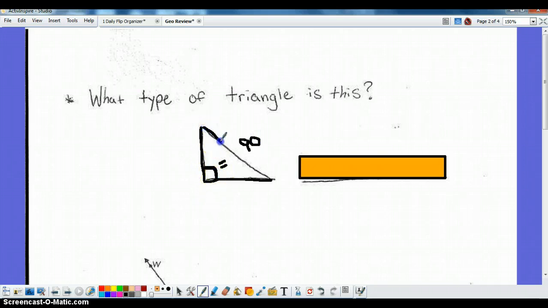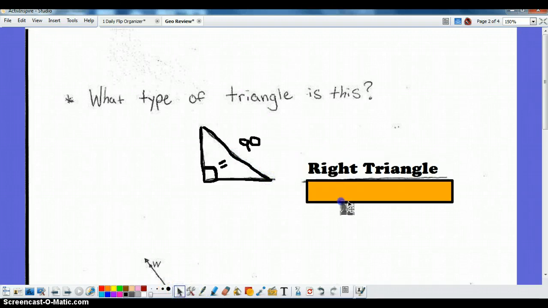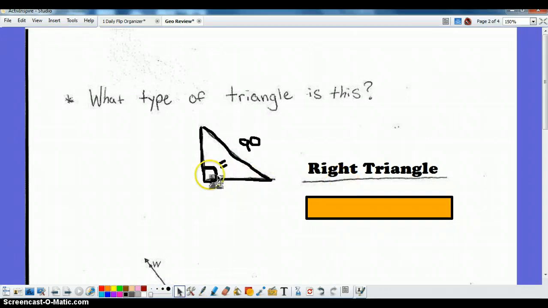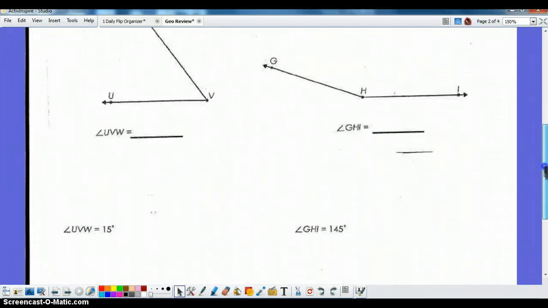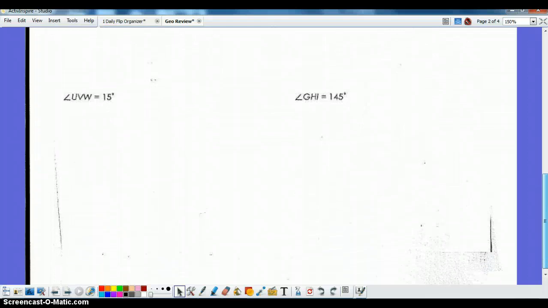So just keep in mind that because there is a right angle in this triangle, we call this a right triangle. Whenever you see that perfect square, you're talking about right triangles or right angles. Because we're talking about geometry, we are also measuring and drawing angles.